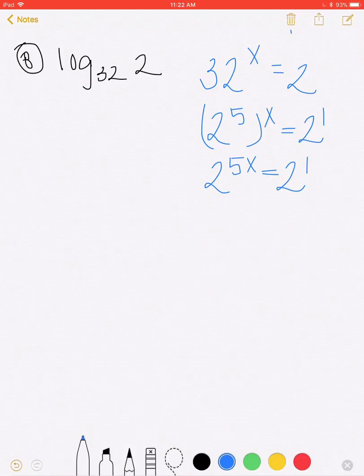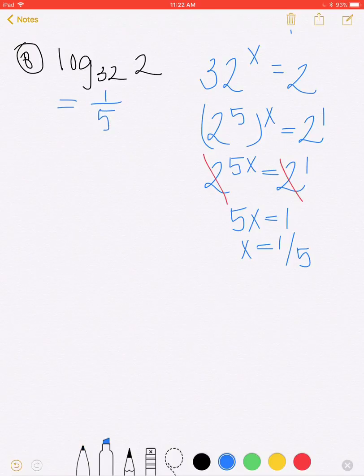All right, and then getting rid of those parentheses by multiplying the powers. And notice I just dropped in that 1. Even though we don't see it, that's 2 to the 1st power. Then applying that equality property, getting rid of the base, and solving for x. And then we can rewrite our final answer here: when we evaluate log base 32 of 2, it's just 1/5.